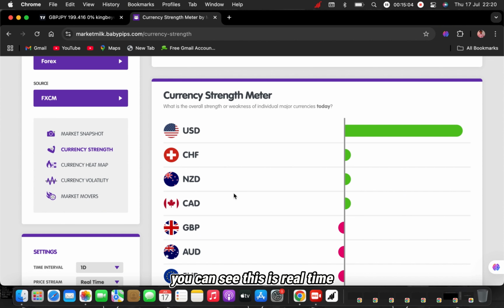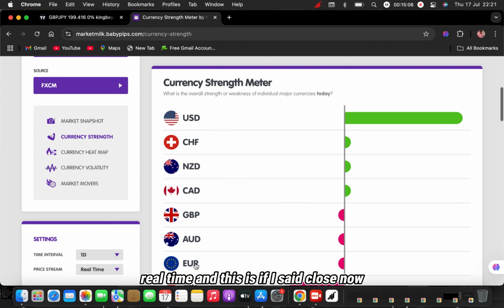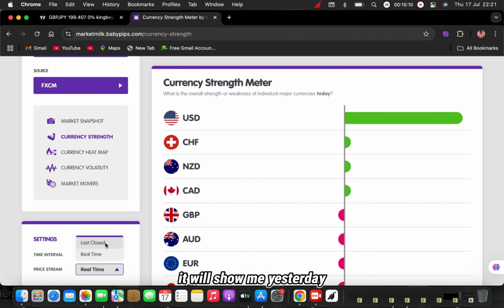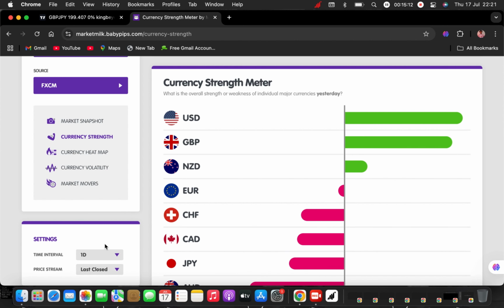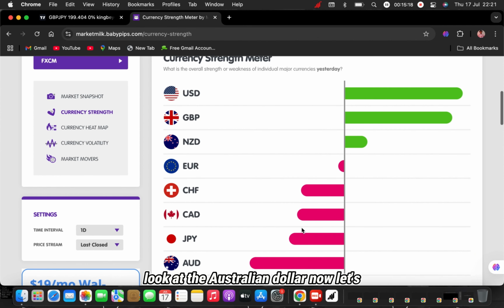You can see this is real time, and this is if I say close. Now it will show me yesterday. This is on Thursday now, which is closed. This is that Thursday. Look at the Australian dollar.